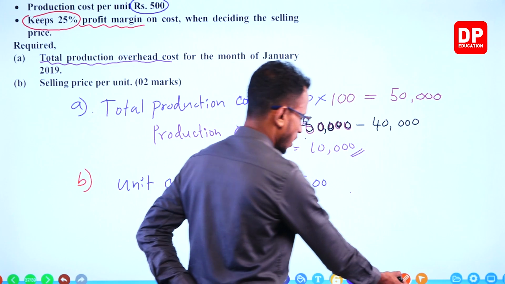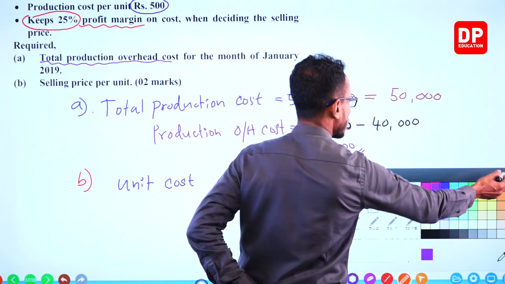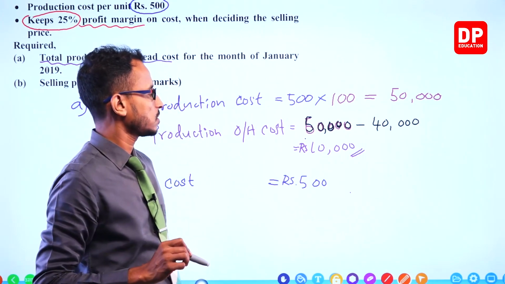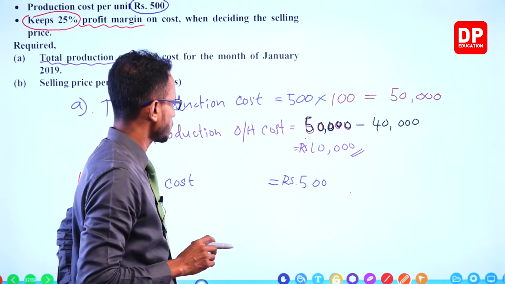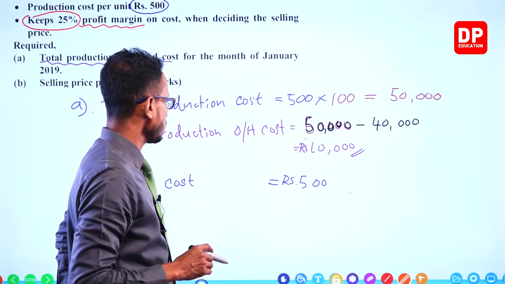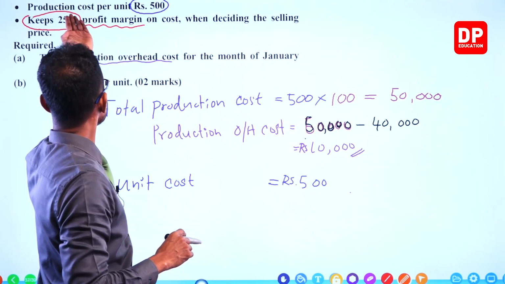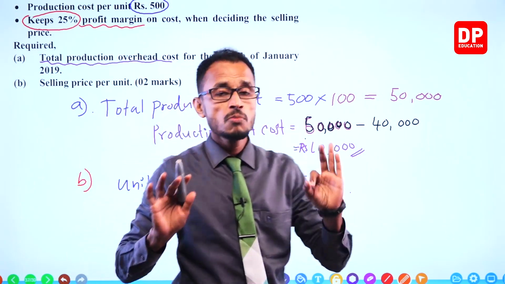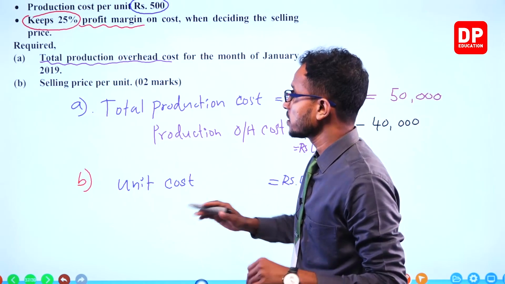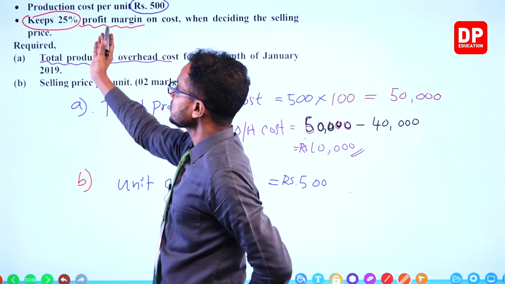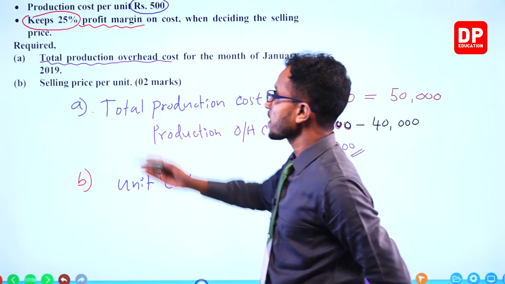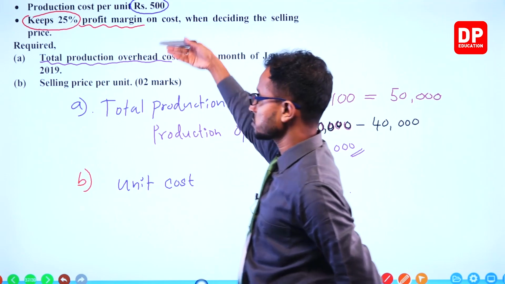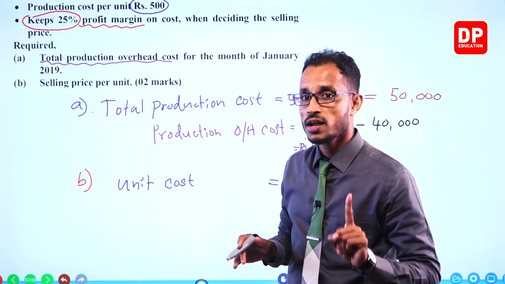Don't forget the rupee mark, even for your answers. Please. Right, so unit cost is 500 as it is given here. And they say from 1 unit, they keep 25% profit margin on cost, from the cost of 1 share.